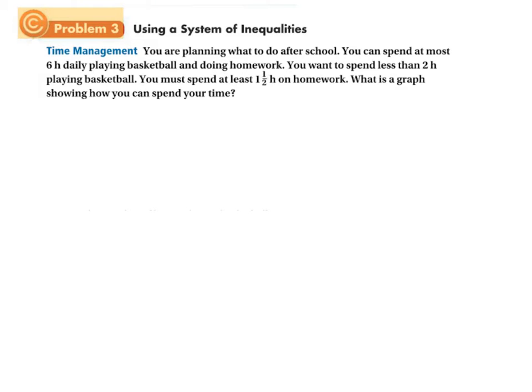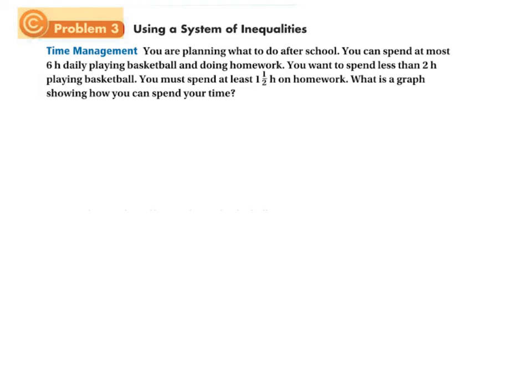So imagine this. You're planning what to do after school, and you can spend at most 6 hours daily playing basketball and doing homework. You want to spend less than 2 hours playing basketball, but you must spend also at least an hour and a half on homework, and you have to do this all in 6 hours or less each day, because it says at most 6 hours. What is the graph showing how you can spend your time?